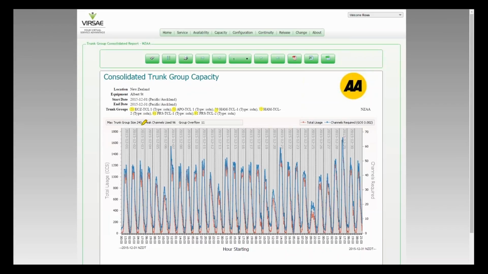The trunk group size there is 240 members. That's the combined size of all of those trunk groups. The peak channels that were used was only 96. So this is where we're starting to see those efficiency gains. The trunk groups had a combined total of 11 overflows during that time.